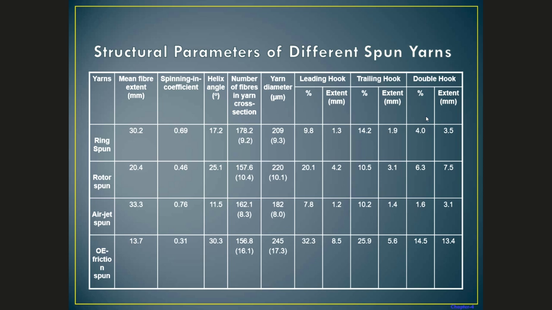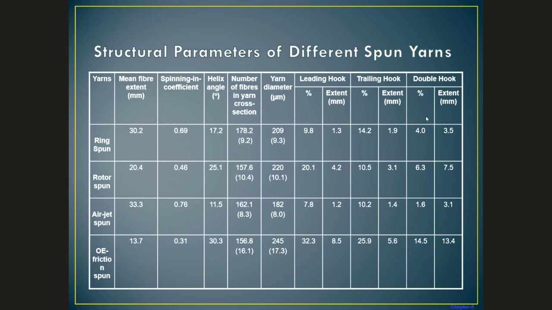So now here you see in the case of ring yarn, I have 9.8% leading hooks. In the case of rotor yarn, it is 20.1. In the case of air jet yarn, it is 7.8. In the case of OE friction spinning, I have 32.3%. So here again you are noticing that leading hooks, of course, in the case of air jet yarn are least, followed by ring, rotor, and draft.